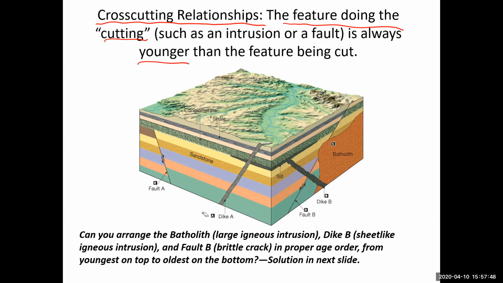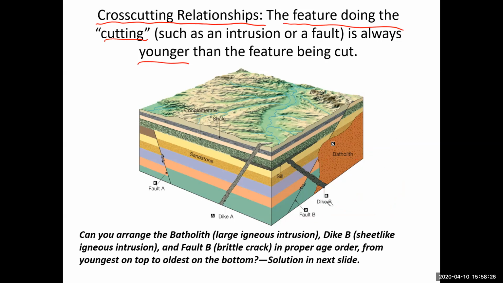Now what I'd like you to do is just focus on these three features over here, the batholith, dike B, and fault B. A batholith, by the way, as you can read down below, is just a large igneous intrusion. So the batholith was essentially once a magma chamber, or actually a whole bunch of magma chambers, but we won't worry about the details here. In general, for this problem, think of a batholith as a large igneous intrusion. And as I said, think of dike B as a smaller sheet-like igneous intrusion. And then there's fault B.